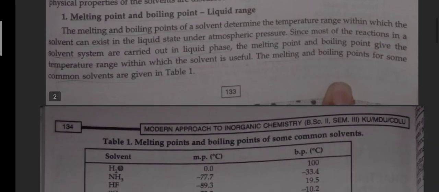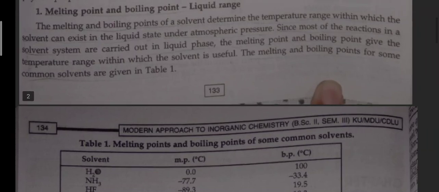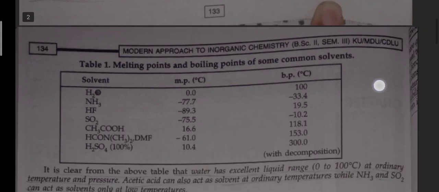The melting and boiling point of a solvent determine the temperature range within which the solvent can exist in the liquid state under atmospheric pressure. Since most of the reactions in a solvent system are carried out in liquid phase, the melting point and boiling point give the temperature range within which the solvent is useful. The melting and boiling points for some common solvents are given in the table.